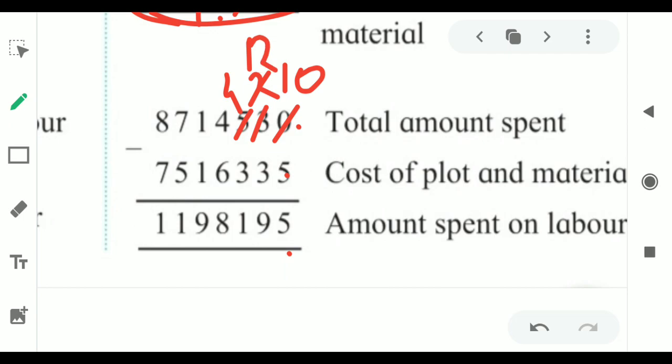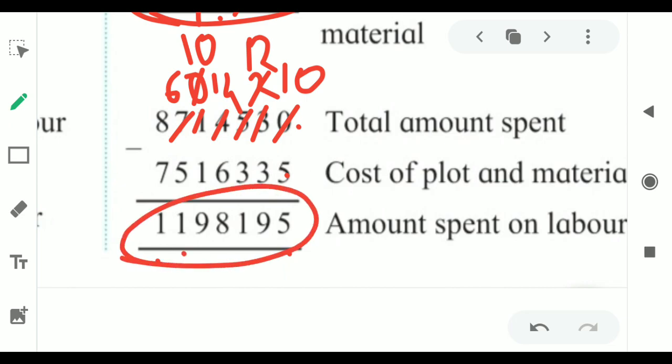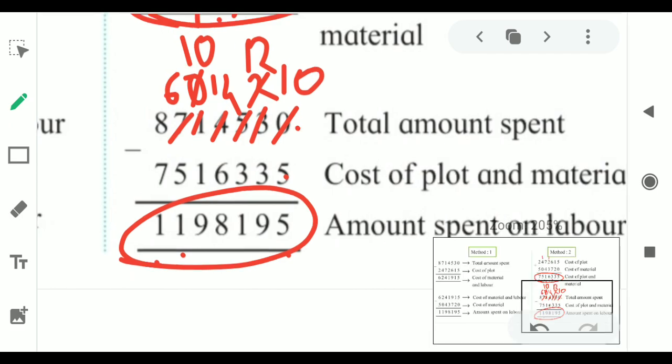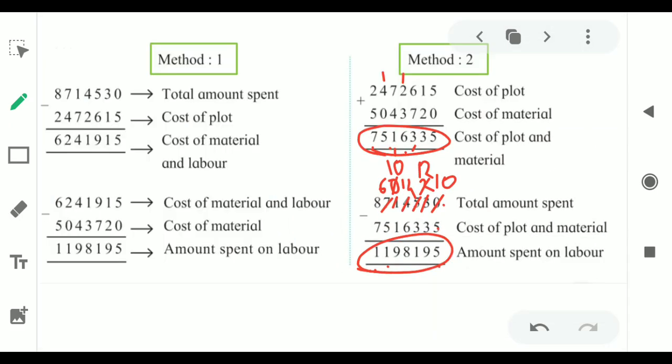Then in the thousands place we cannot subtract 6 from 4, so we borrow 1. So this 1 becomes a 0, and this 4 becomes a 14. Then 14 minus 6, 8. Then in the 10,000 place we cannot subtract 1 from 0, so we borrow 1. So this 7 is 6, and this 0 becomes a 10. 10 minus 1, 9. 6 minus 5, 1. 8 minus 7, 1. So we get 11,98,195. This is the labor charge.